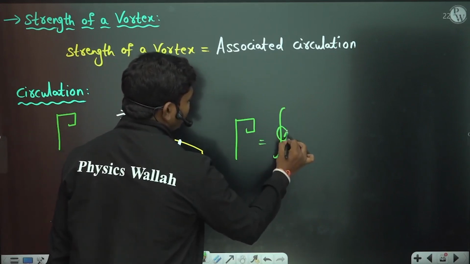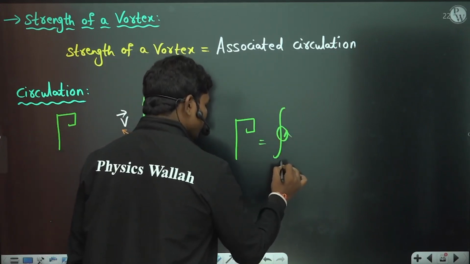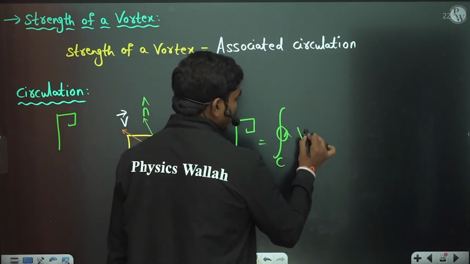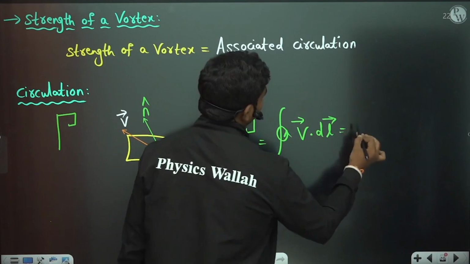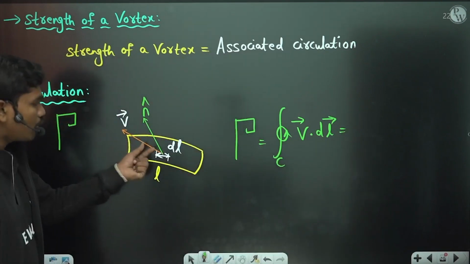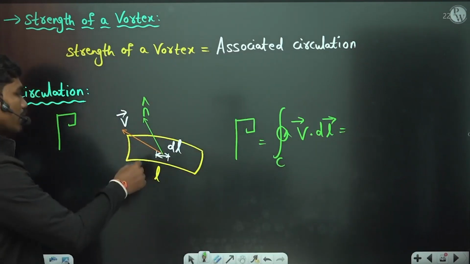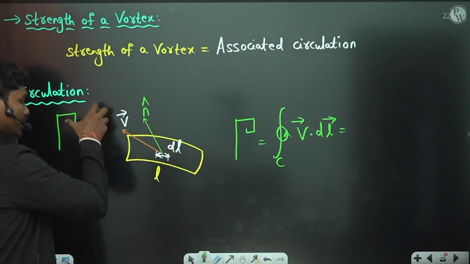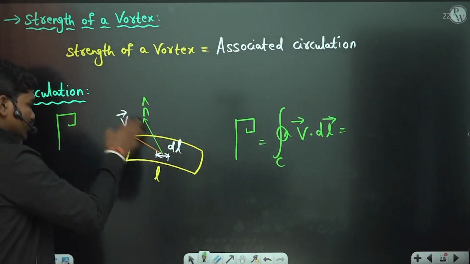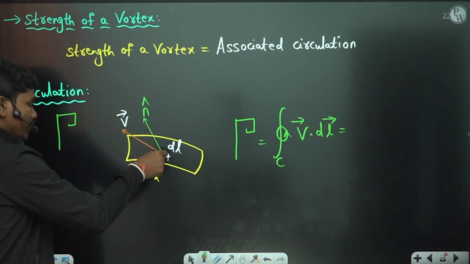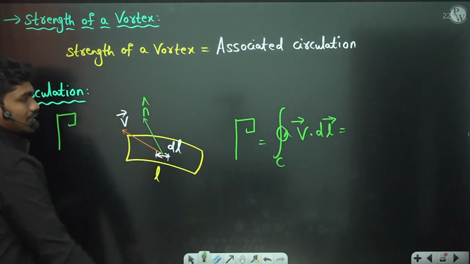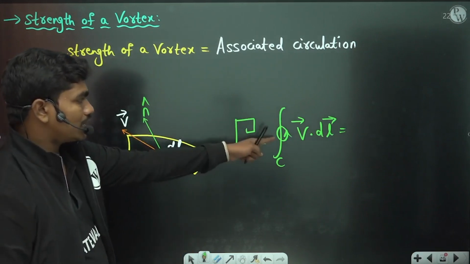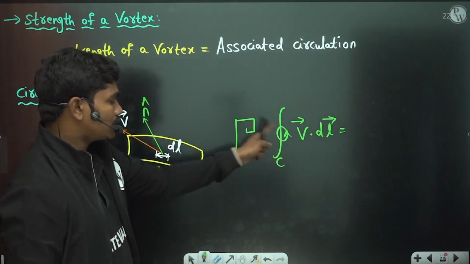the integral over the complete area or the complete length or the complete curve. See, v bar dot dl bar is what you have here. The effect of v on this small element means that whenever the fluid is trying to move, because of the motion of the fluid, this element dl, the length of the element, will try to rotate. So that's why this circulation is the integral over c, the complete closed path.